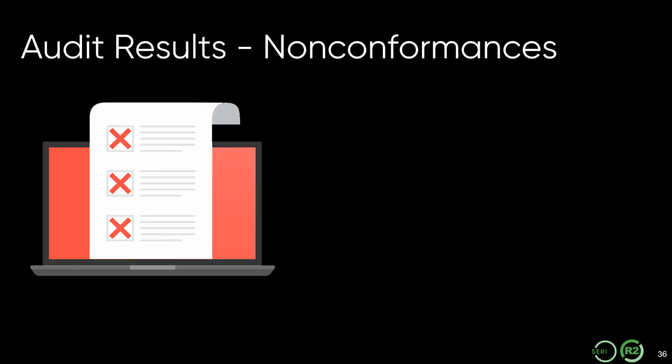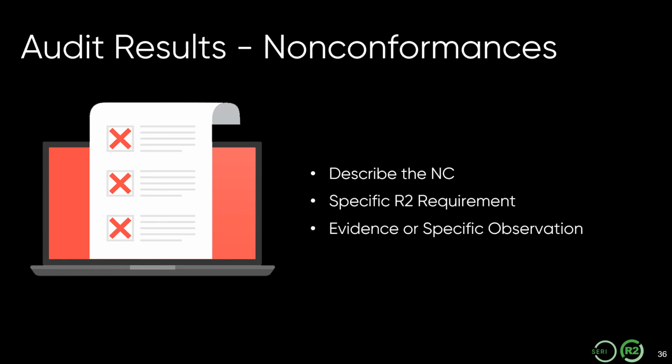If your internal auditor finds a nonconformance, they should always write that nonconformance using a standardized format that contains 3 pieces of information. They need to describe the nonconformance, quote the specific R2 requirement that is not being met, and cite the evidence or specific observation they used to support their conclusion. This process will help your facility with your corrective action process so that the nonconformance can be closed well in advance of your certification body audit.